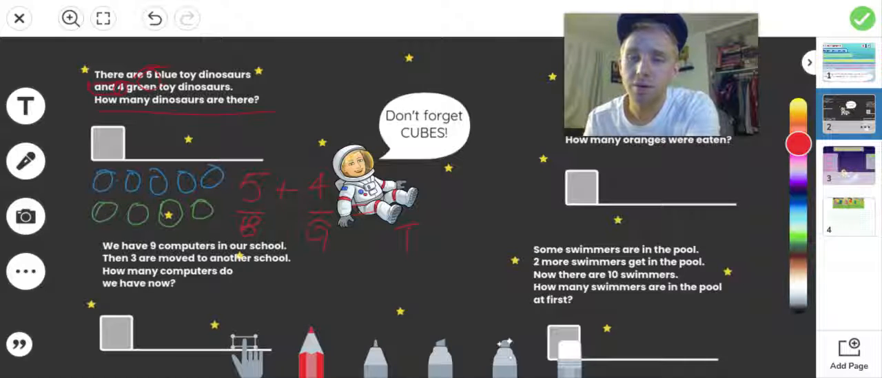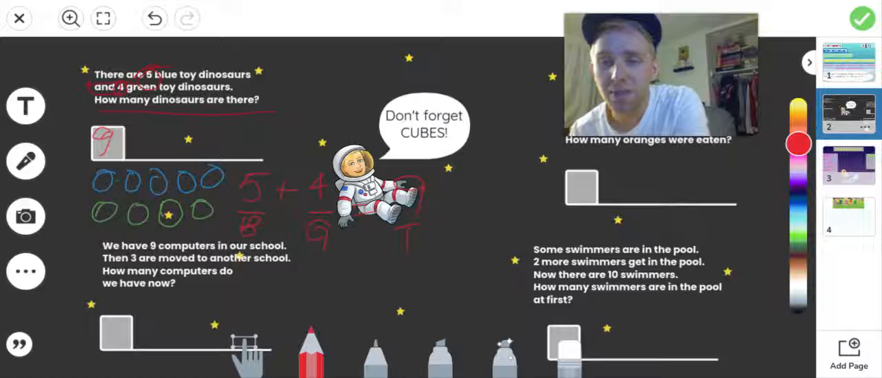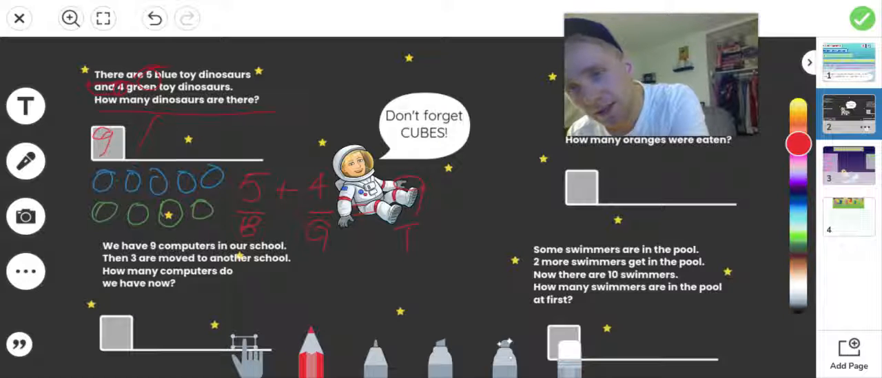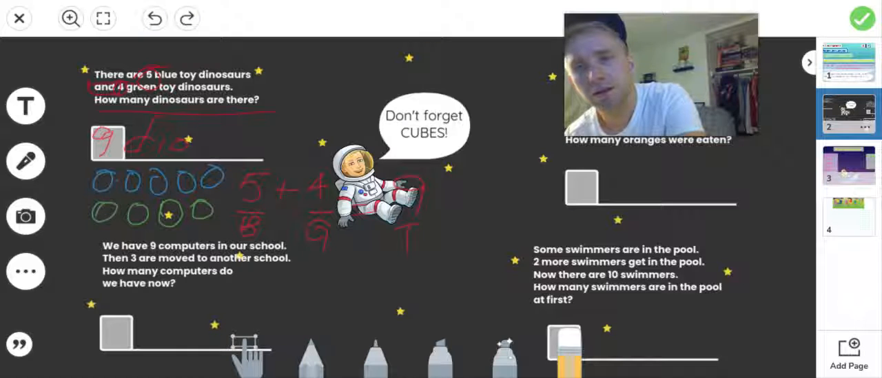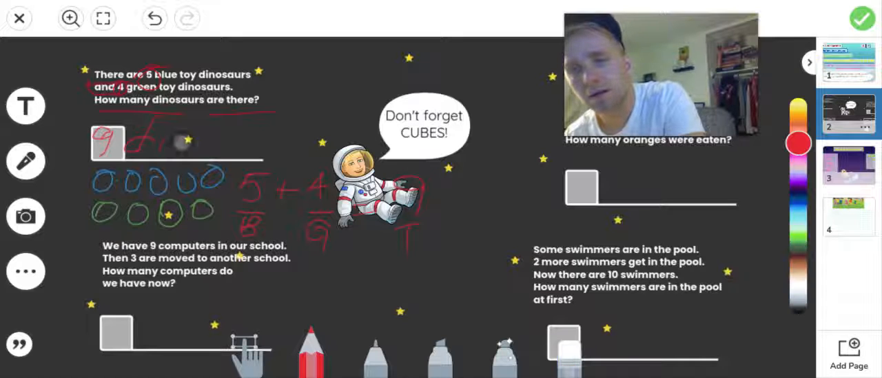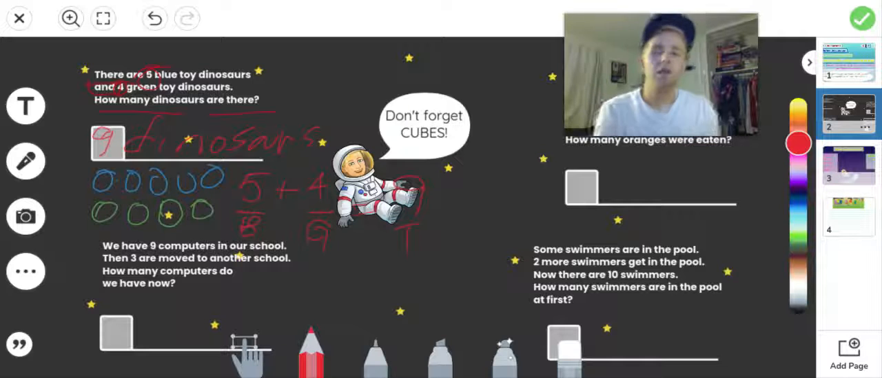1, 2, 3, 4, 5 blue, 6, 7, 8, 9. There are 9 all together. So I'm going to write my 9 up here. I'm not going to forget my label, and I'm going to write, if I could spell right, I am sorry, my friends. Excellent. Dinosaurs. Okay. Let's take a look at the next one down below.